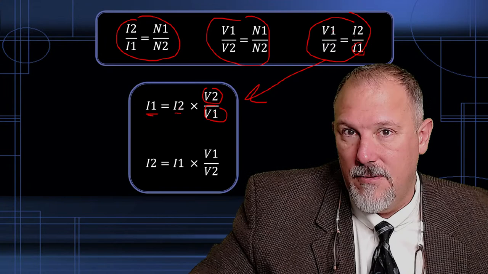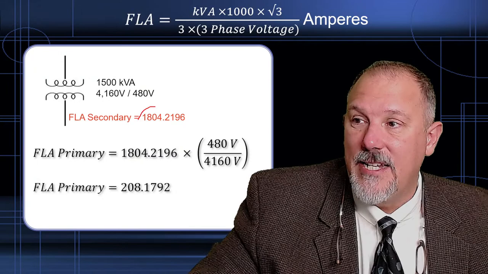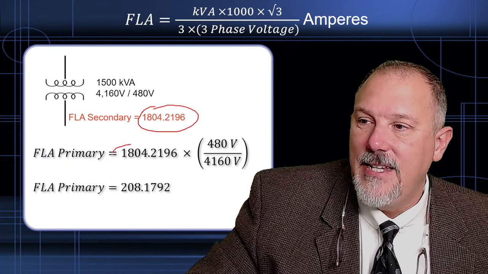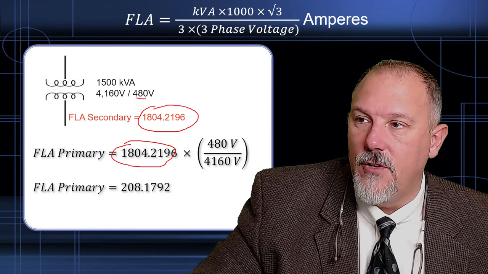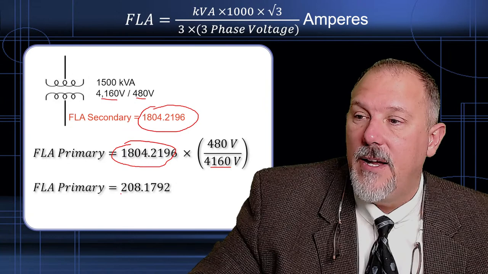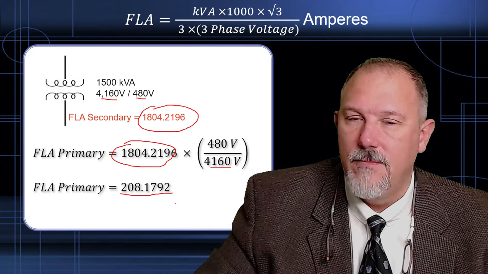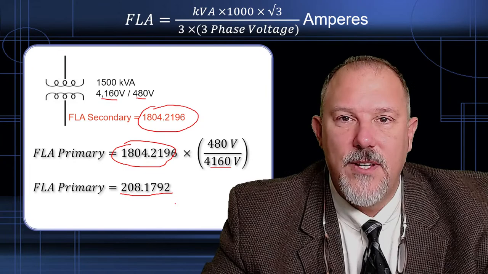And we're going to test that theory out. So remember what my secondary amps was, 1804.2196. If I take 1804.2196 times 480, which is the secondary voltage, divide that by 4160, which is the primary voltage line to line, my number is 208.1792. Now, you're going to say, hold on, Tom. That's not the turns ratio of that transformer. Why do you say that?